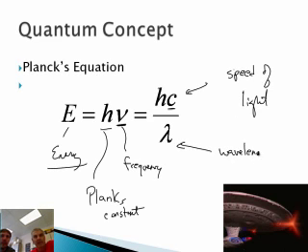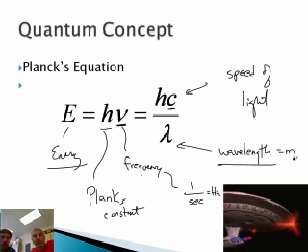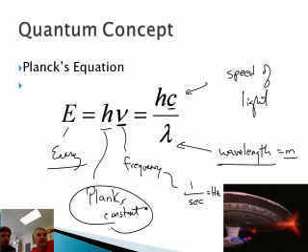Now, a couple things before we move on. Frequency has to be in a unit of seconds to the minus 1, or 1 over seconds. It's also called hertz if you're interested. Wavelength has to be in meters. If you have it in any other unit, nanometers is particularly common, you must first convert it into meters. And energy will be in joules. All right, so those are the units.